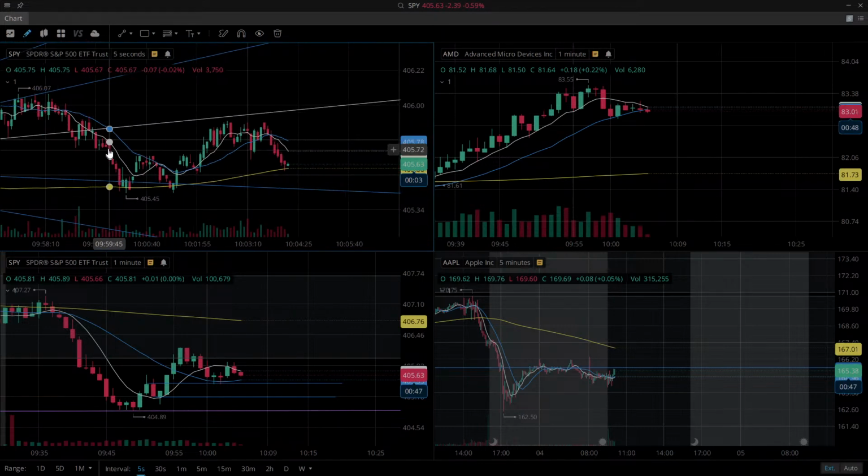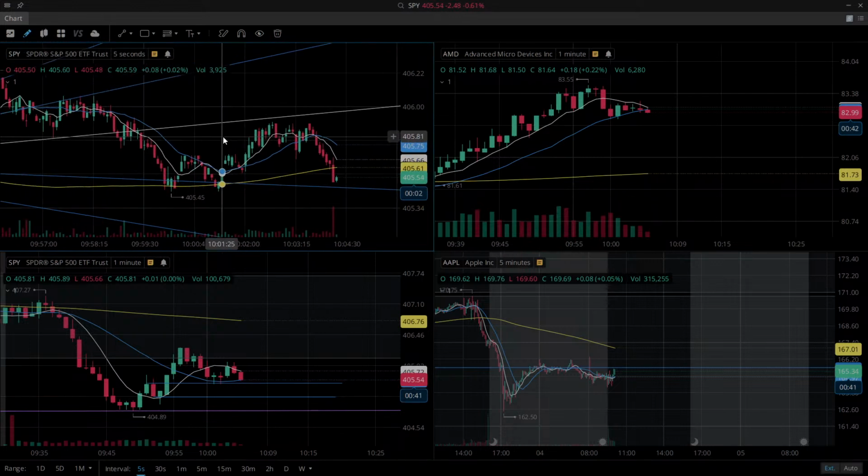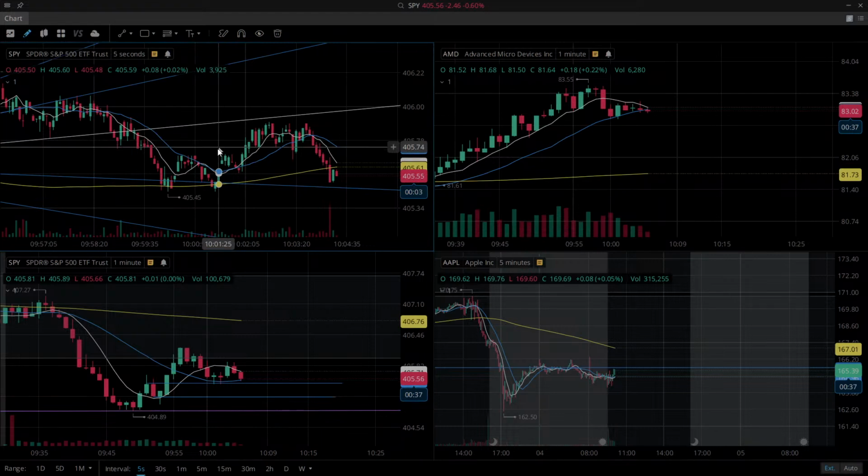So with these fan lines, they give you an idea of where to expect convergence or consolidation and where to expect your 1 for 1 move on a 5-second chart. So here was one move, here was your second move, 1 for 1.